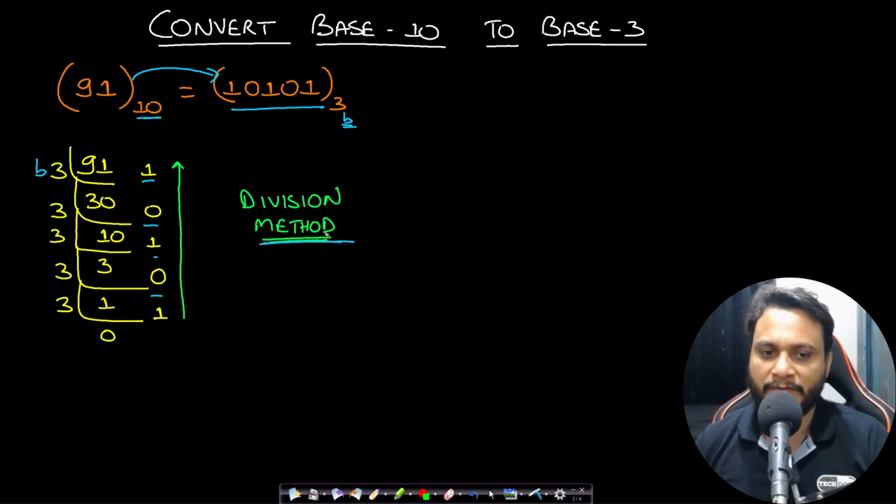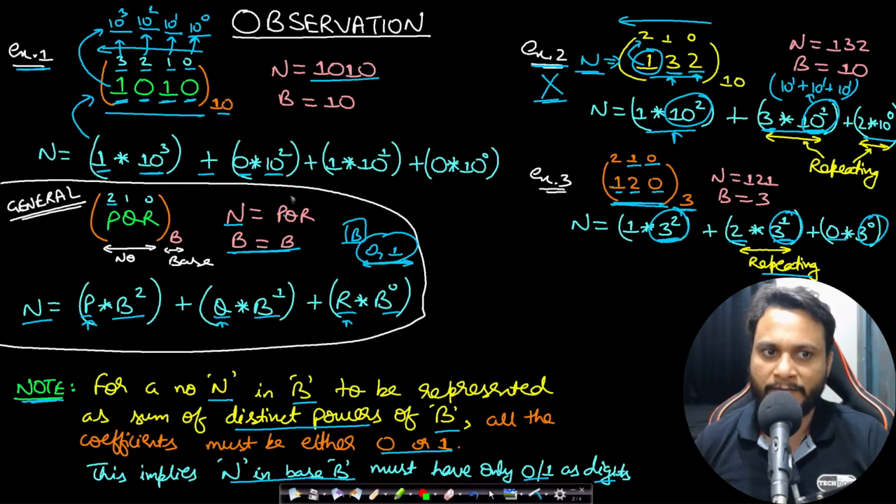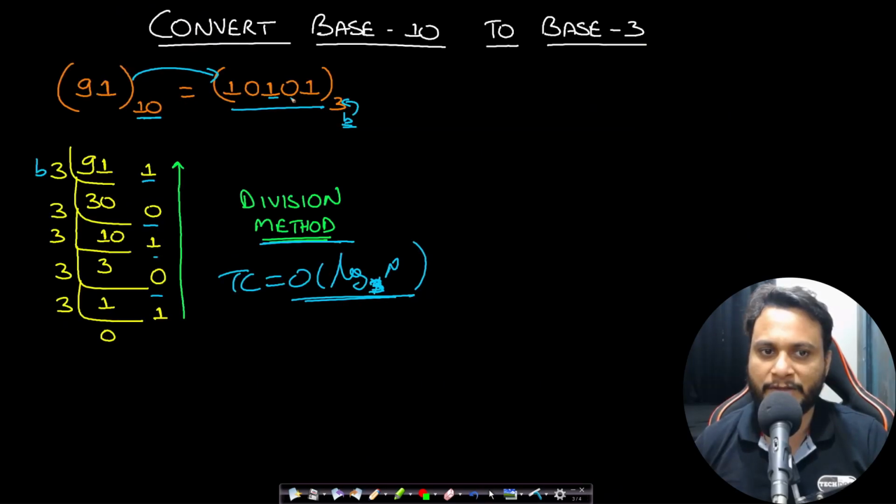So this is your simple division method, and the time complexity of this is order of log n base b. So in this case the base b is 3, and therefore it will be log n base 3. But since 3 is a constant, I will just be dropping it off and say that the time complexity is log n. So simply looking at the previous observation, if given a number in base 10, I can actually convert it to base 3 and find out if the base 3 number has any of its coefficients greater than 1. That means any of its coefficients which is not 0 or 1.